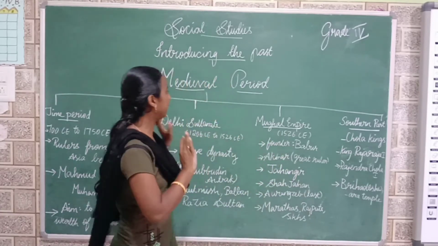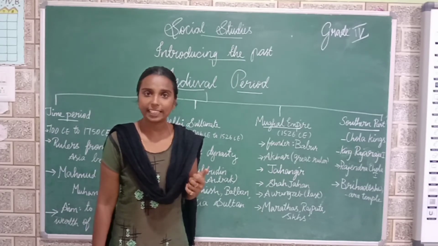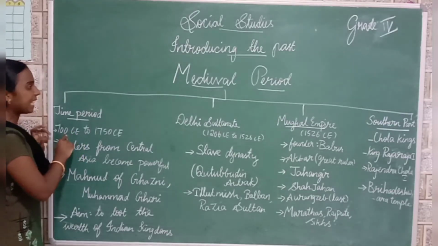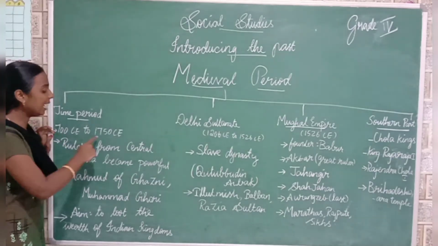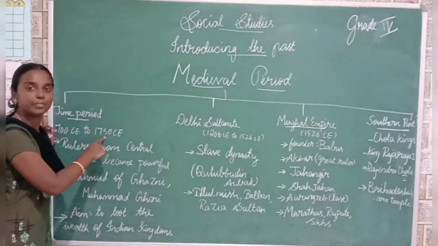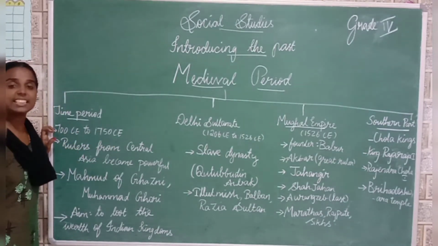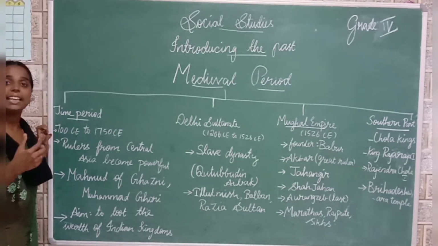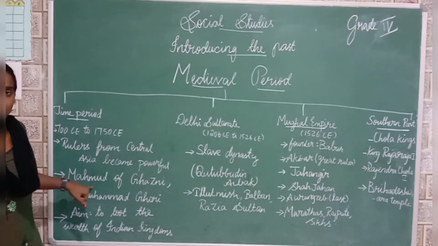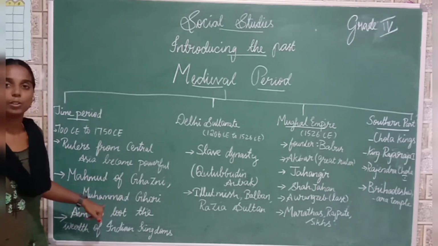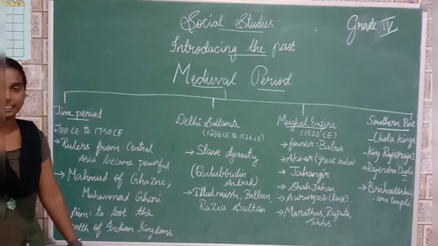So these are the things about the medieval period. Understood? Shall we recall once again? Yes, tell me what is the time period of this medieval period? It started from 700 Common Era until 1750 Common Era, right? And during this period, the rulers from Central Asia came to India and they became more powerful. The powerful rulers who came from Central Asia were Muhammad of Ghazni and Muhammad Ghori, and their main intention was to loot the wealth of Indian kingdoms.